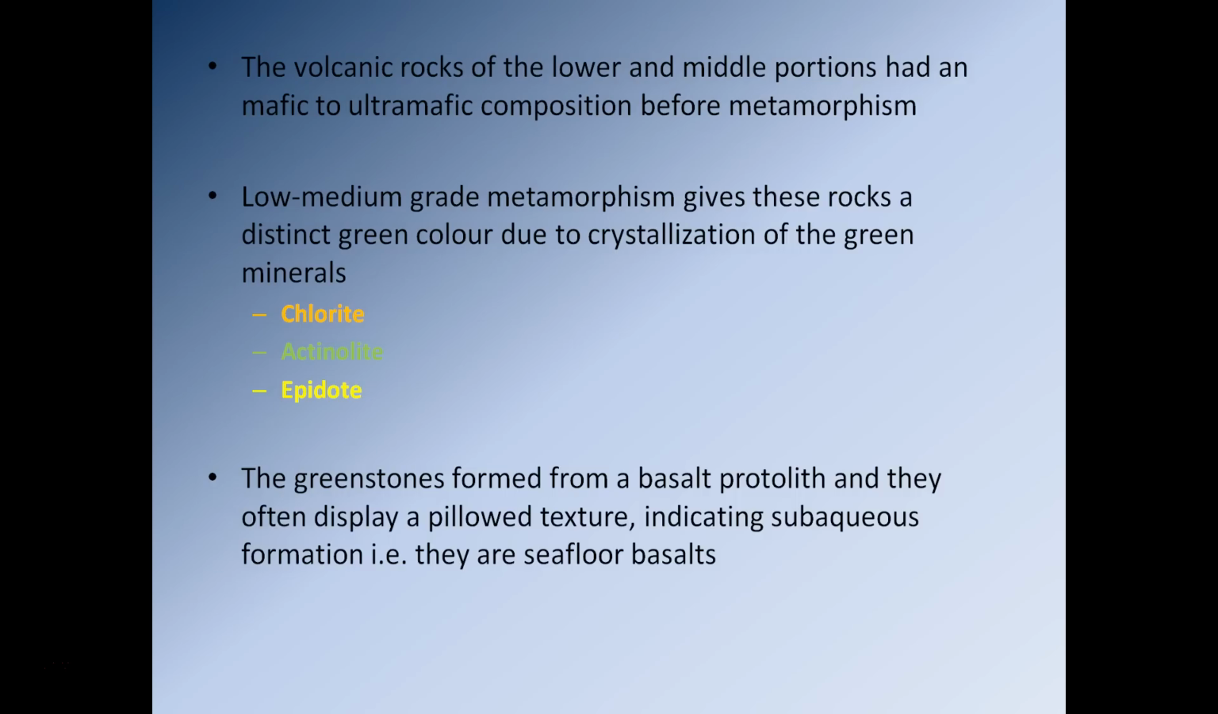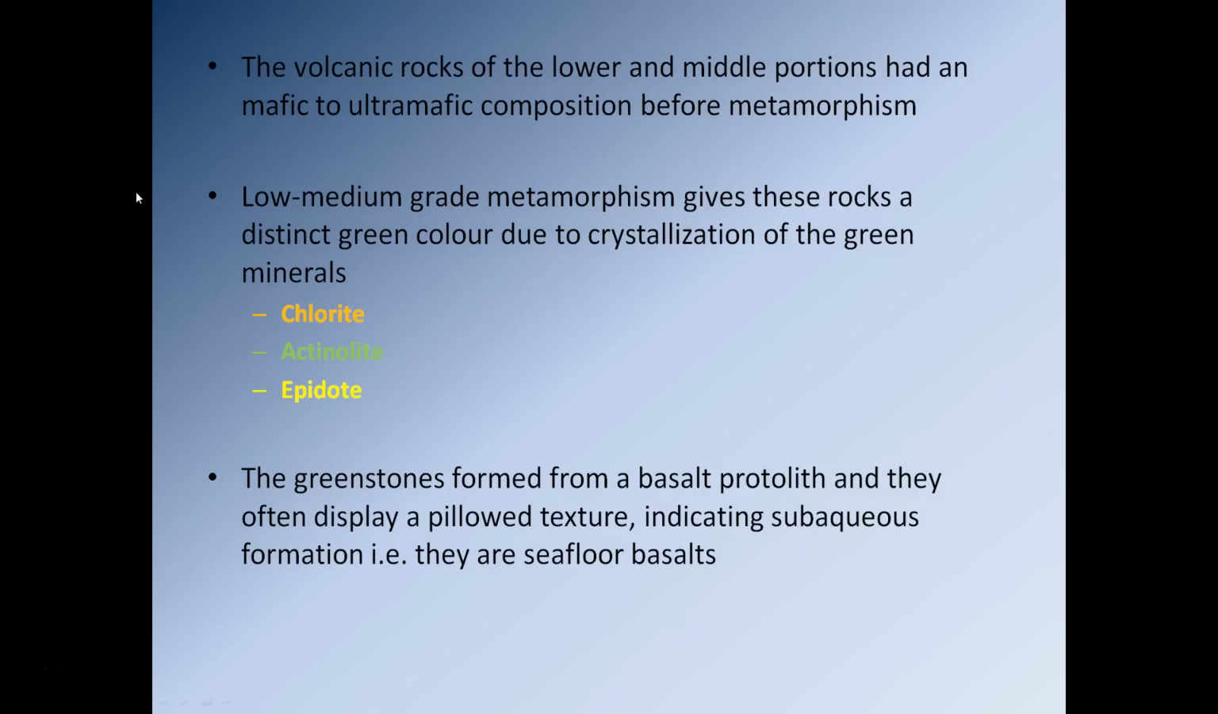So the volcanic rocks of the lower and middle portion, as I said, would have been mafic to ultramafic in composition, but of course they've been metamorphosed to low to medium grades. And this gives rocks a distinct green colour due to the crystallization of three green minerals: chlorite, actinolite and epidote, and these three minerals essentially are used to define green schist facies. So the rocks that are formed by the metamorphism of the basalt give us a green schist, or greenstone.